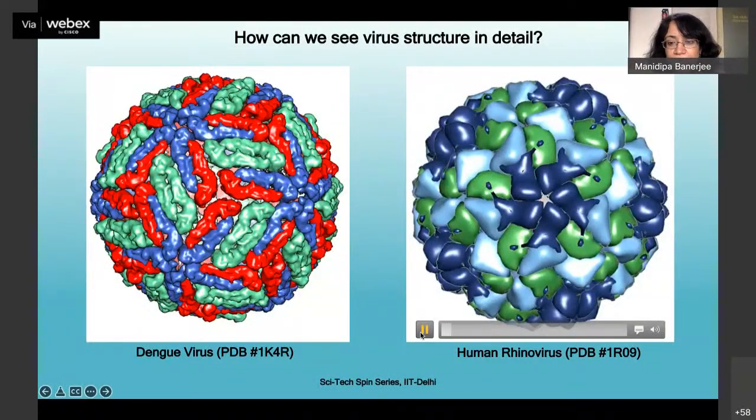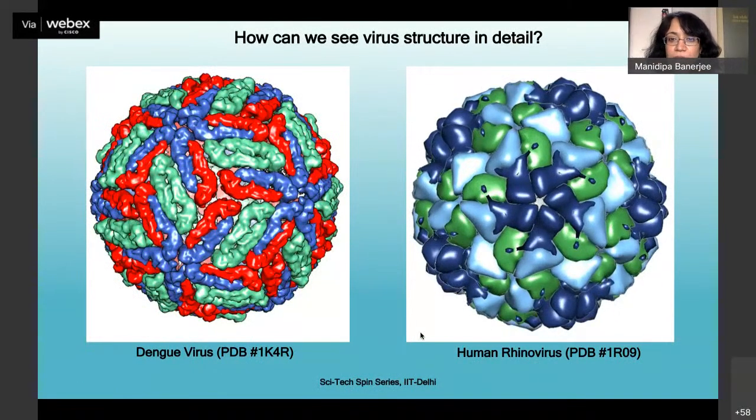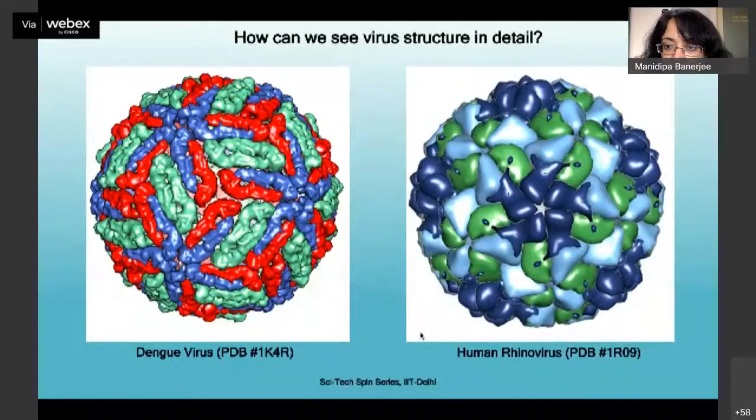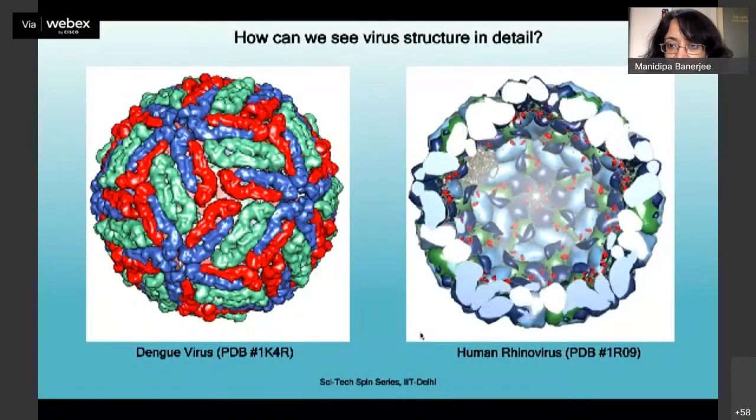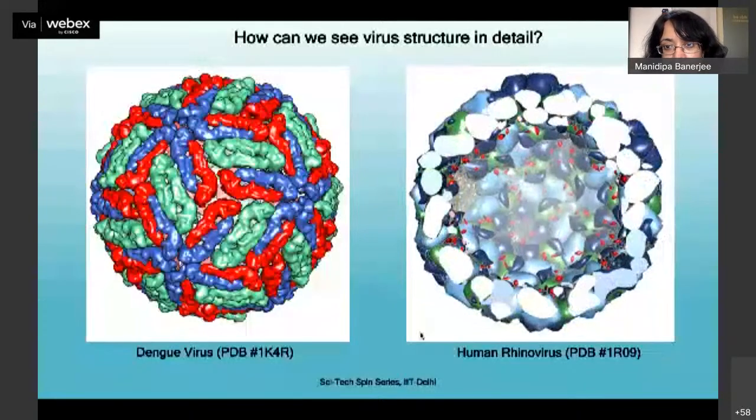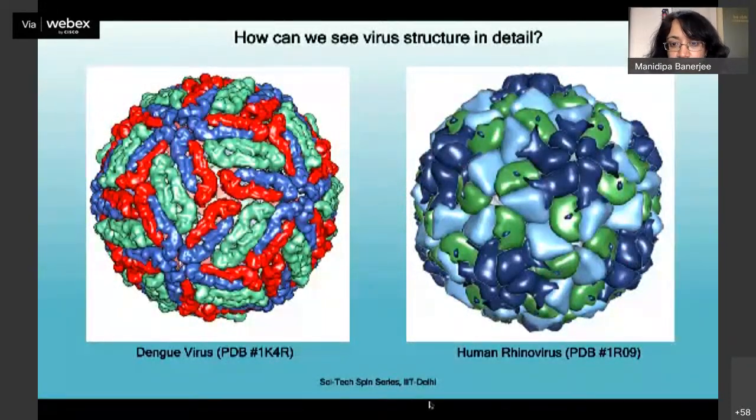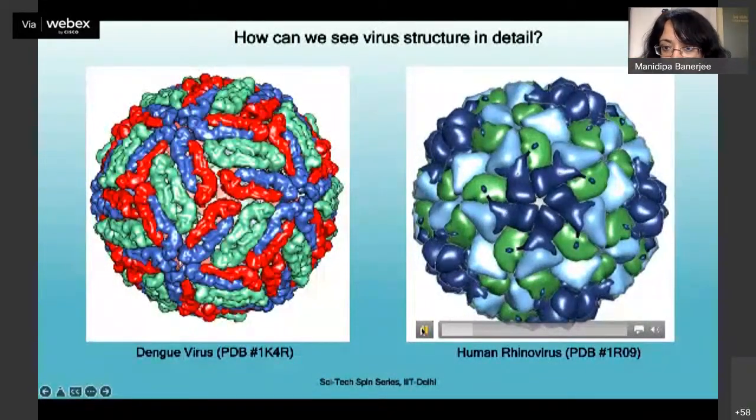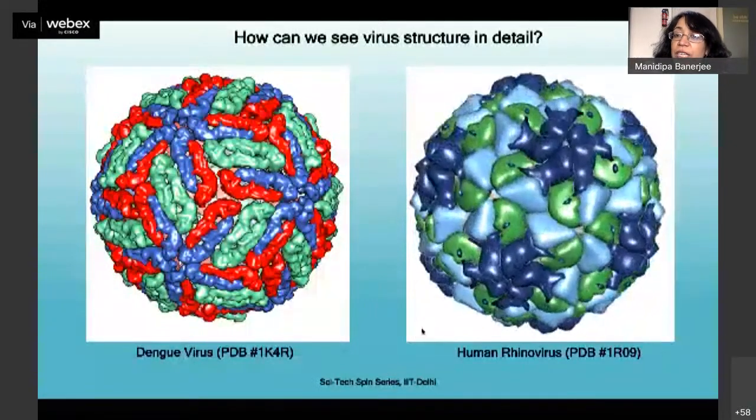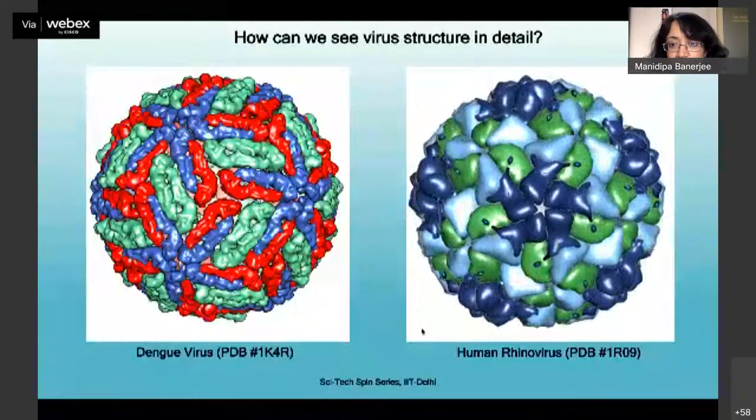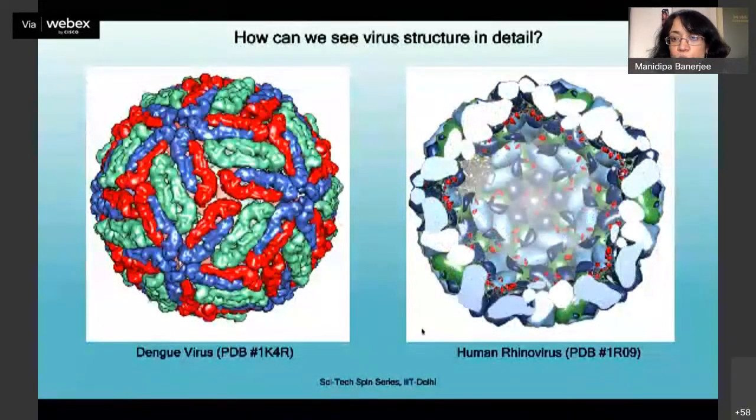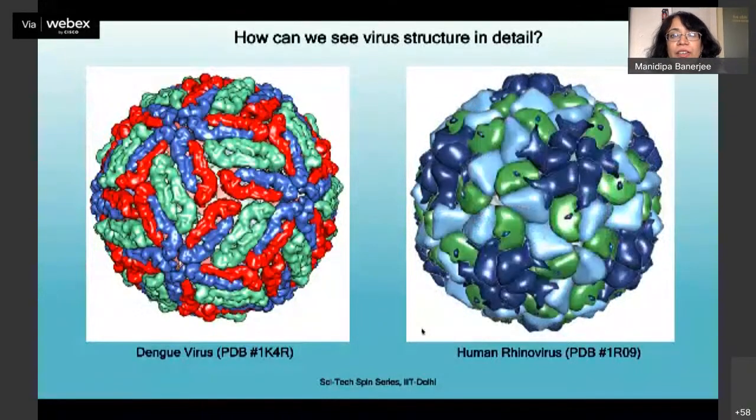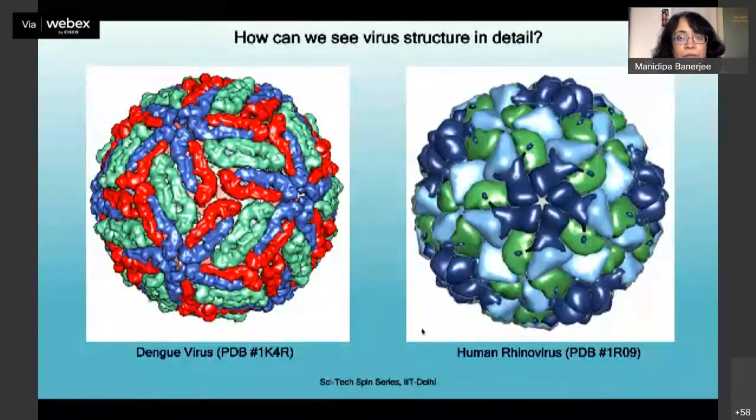Now on your right-hand side, this is human rhinovirus that causes common cold. And again, the proteins are color-coded. You can see that there are different types of symmetry. And if we look inside, you see some particles, some red colored dots. So there is a viral component that is present within the capsid, and that is very important. And that is shown in red. So we can cut through the virus and see what is inside by using these visual techniques, right? And understanding the virus structure in detail is very, very important.